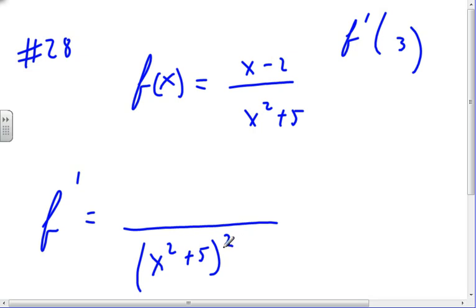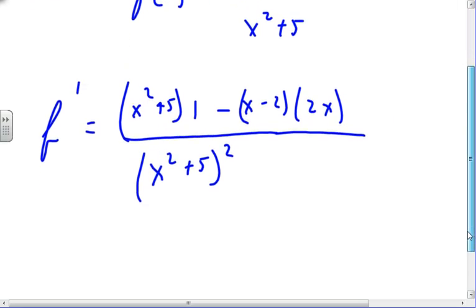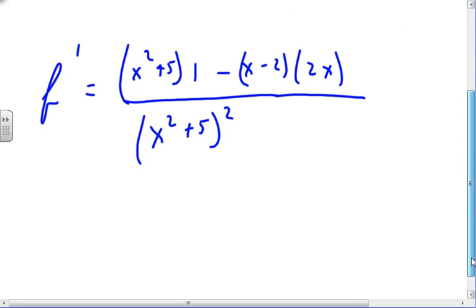On the top, I get the guy on the bottom, x squared plus 5, times the derivative of the guy on the top, which is 1, minus the guy on the top times the derivative of the guy on the bottom, which is 2x. All right, now I could simplify that, but because I want f prime at 3, why bother?